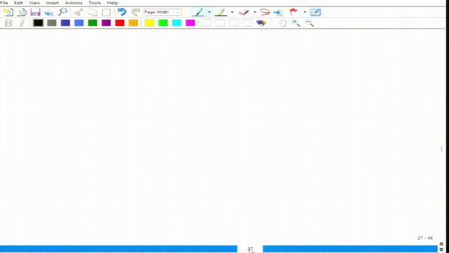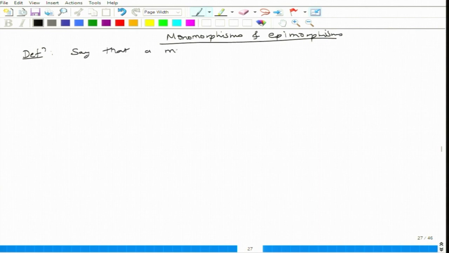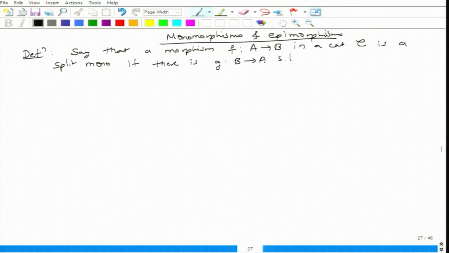So, let me write this definition down. I am labeling a new part: monomorphisms and epimorphisms. So, this is the first definition. Say that a morphism f from A to B in a category C is a split mono. Mono means monomorphism. If there is g from B to A such that g composed with f is equal to identity on A.